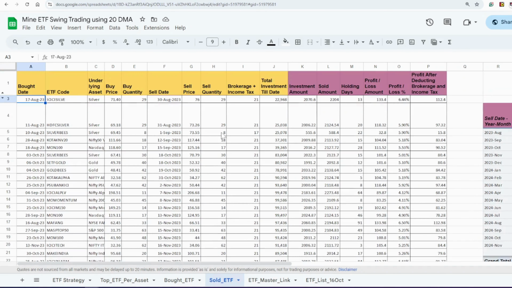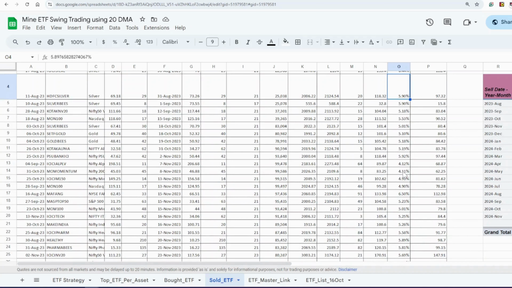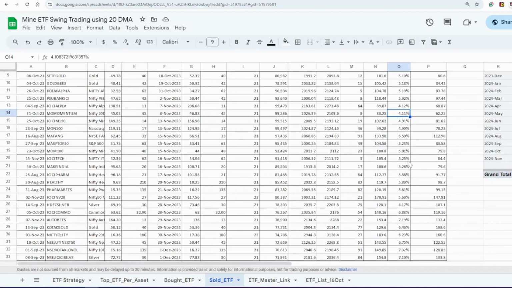So this is how the sell sheet will look. If you see, my profit percentage per ETF is around 6.44, 5.90. If the market is going down, and even if it is giving me 4%, I'm selling it. So I'm keeping a target between 3 to 6%. 3% is what my target is. If my ETF goes up to 3%, I'll sell it. And if it is going above, it's fine because I'm anyway trailing the profit.